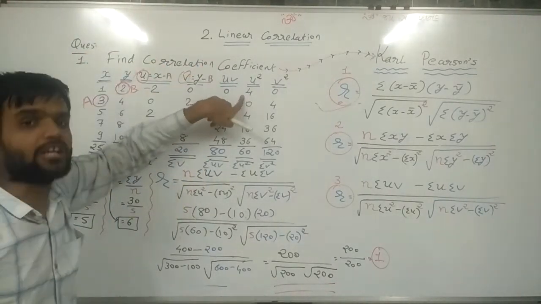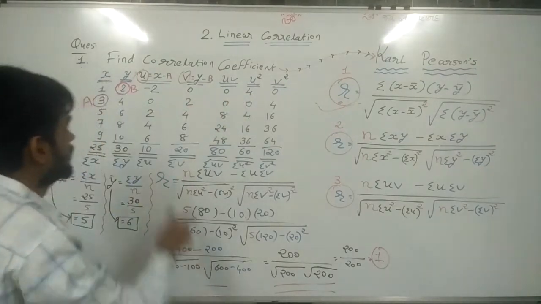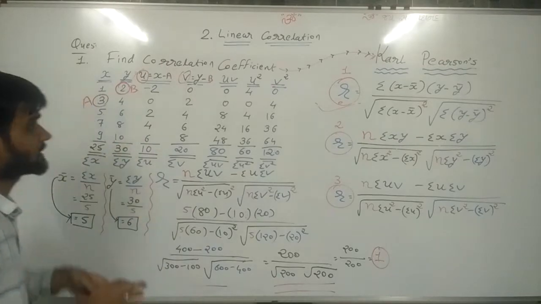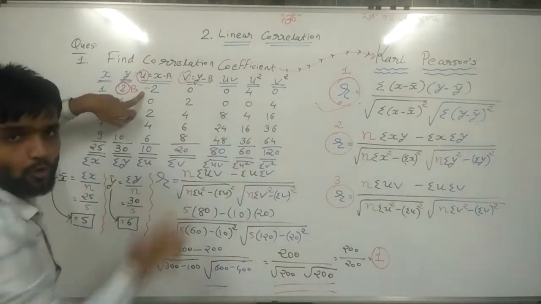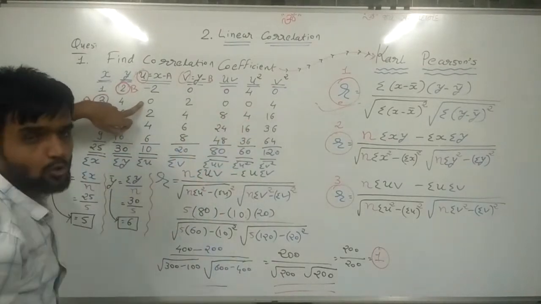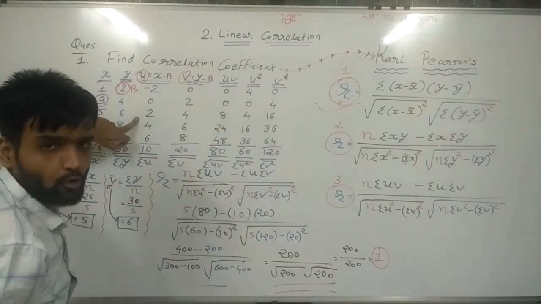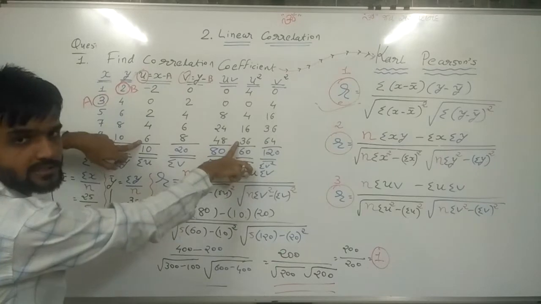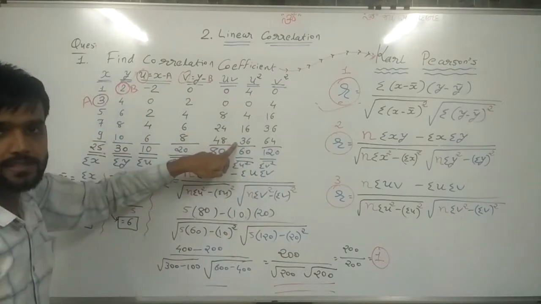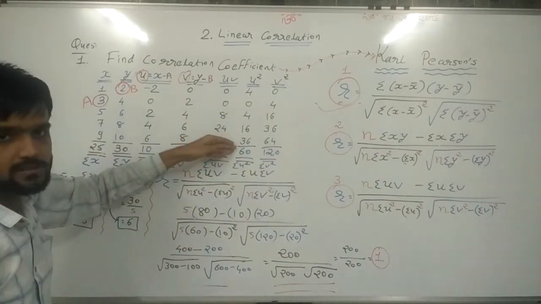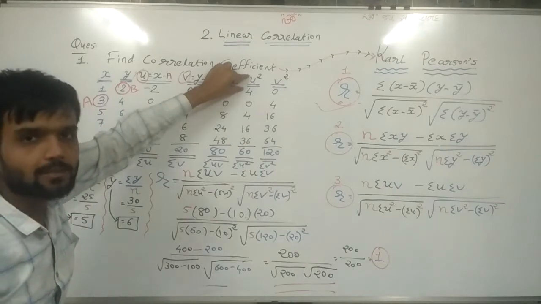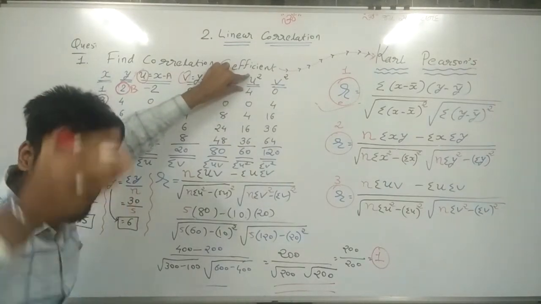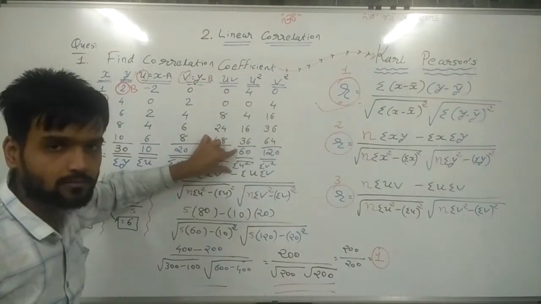Same way we can find u square. So all the values of u are given. Now we can find the square of that. So minus 2 square 4, 0 square 0, 2 square 4, 4 square 16, 6 square 36. Now make the total of this. We get sigma u square because it's a sigma of u square. Now we are making the total, sigma u square.